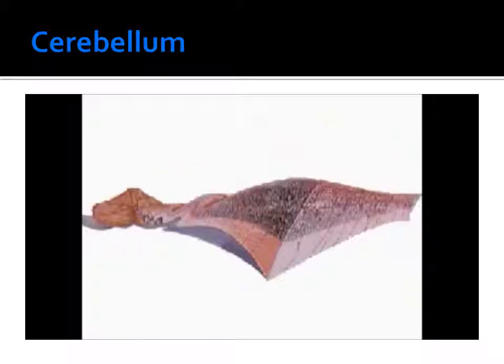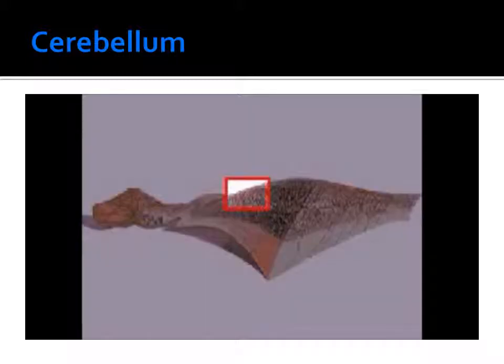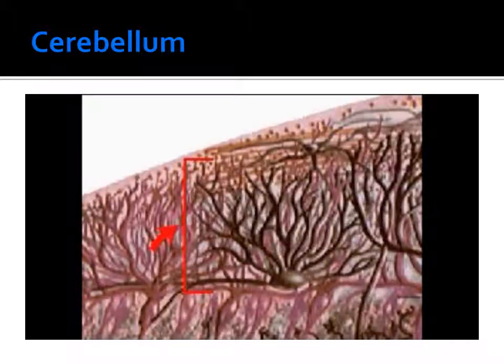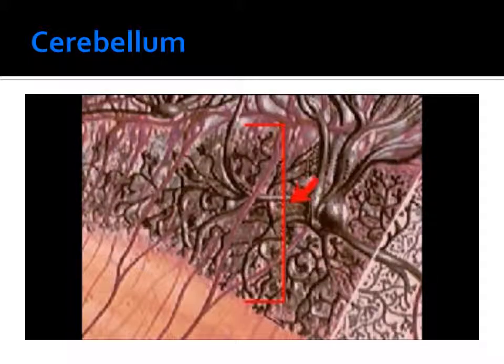In the illustration presented, a section through the folium has been drawn out and cut through to show its internal structure. The outer region of the cerebellum is known as the cortex, or gray matter. It contains two distinct layers of nerve cells: the molecular layer, containing stellate and basket cells, which process information within the cortex, and the granular layer, containing small granule cells and Golgi cells, which sift incoming information.